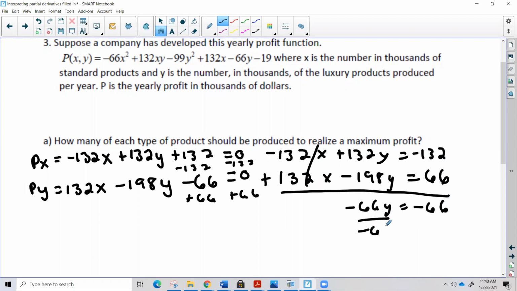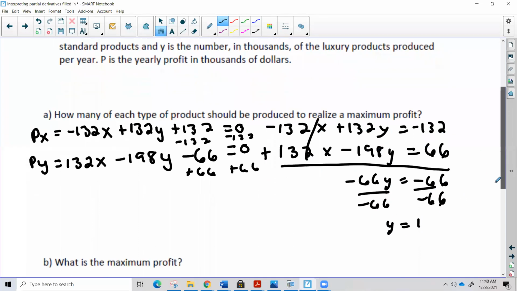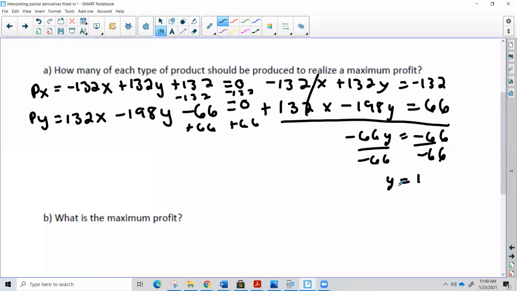So now I can solve for Y, and I get Y equals a positive 1. Now that I know Y, I'm going to substitute it in for either equation. It doesn't matter. I'm just going to do the first one.